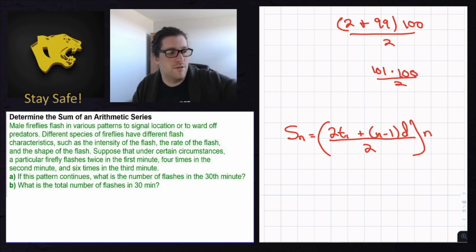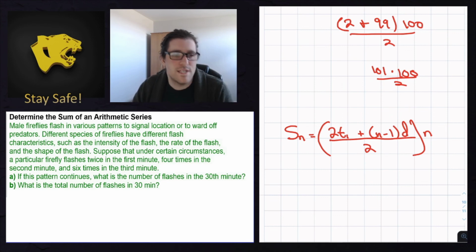So if we wanted to, for instance, answer this question, I think I'm going to end here. It says male fireflies flash in various patterns to signal location or to ward off predators. Different species of fireflies have different flash characteristics, such as the intensity of the flash, the rate of the flash, and the shape of the flash. Suppose that under certain circumstances, a particular firefly flashes twice in the first minute, 4 times in the second minute, and 6 times in the third minute. If this pattern continues, what is the number of flashes in the 30th minute? What is the total number of flashes in 30 minutes?